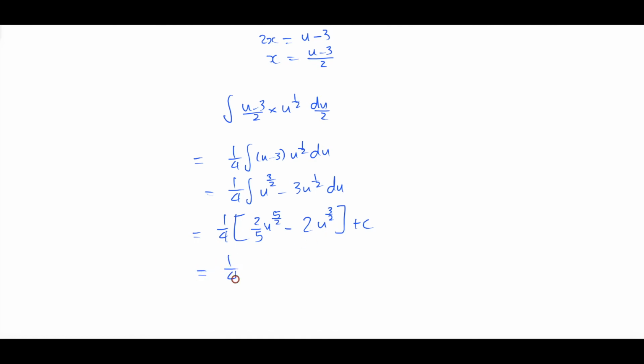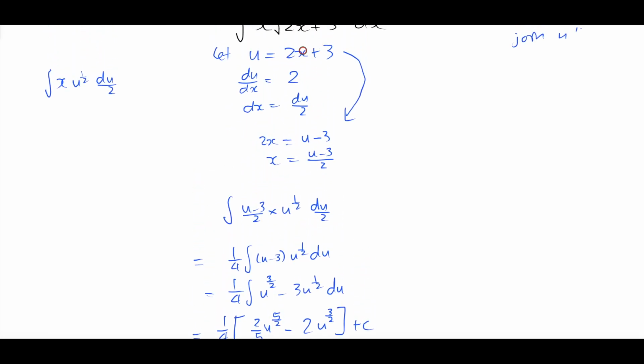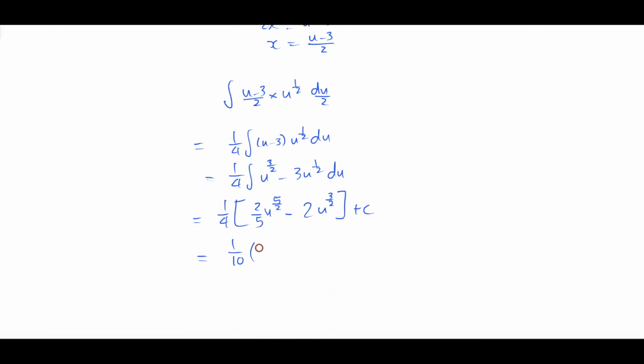Our last step is to multiply out our brackets, and I'll simplify it as well. 1 on 4 times 2 on 5 is 1 on 10. And u, as we know, is up here, 2x plus 3. So I'm just going to rewrite that: 1 on 10 times 2x plus 3 to the power of 5 on 2, minus 2 times 1 on 4, that's half, of course the same thing with the u, 2x plus 3 to the power of 3 on 2, and then plus c. And there we go.